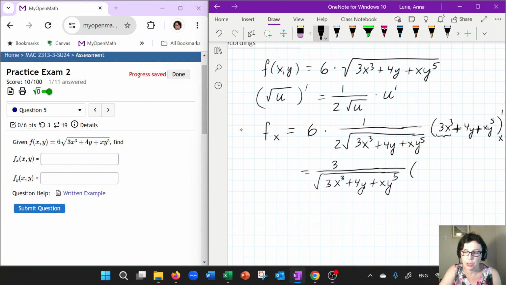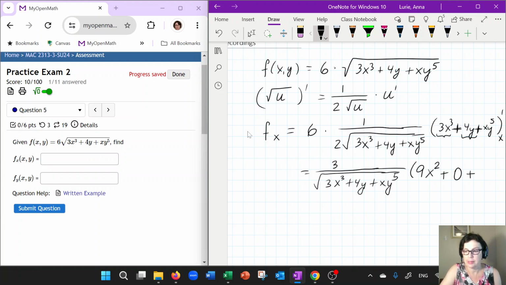So for 3x cubed, this is a normal derivative because there is no y in there. So that's just going to be: drop the power. So 3 times 3, that'll become a 9. And then decrease the power by 1. So that's a 2. Now plus 4y does not have an x in it. No matter how complicated a term is, if you add or subtract it to a function and it does not have a variable with respect to which you are differentiating, the answer will be 0.